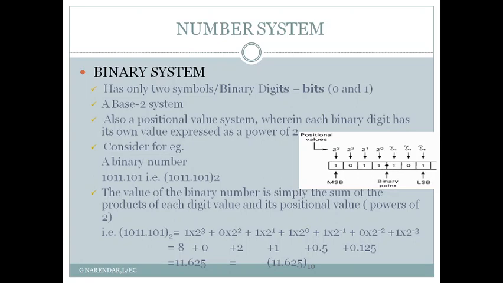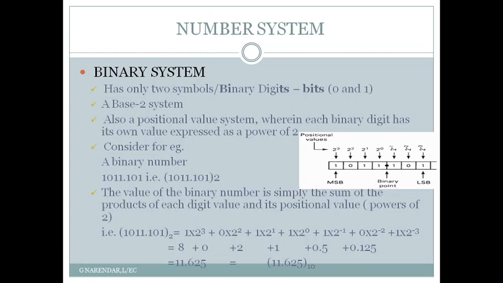And when we do the calculation, we'll get 8 plus 0 plus 2 plus 1 plus 0.5 plus 0.125. Okay, when we sum this up, we'll get the total value of the actual binary number. It is 11.625, and this also becomes the decimal equivalent of the binary number.